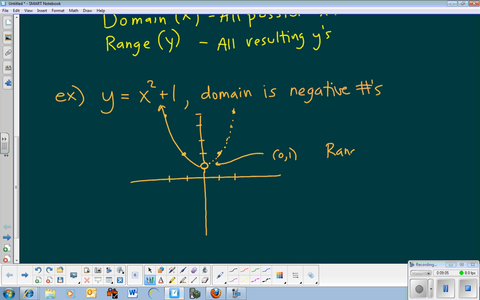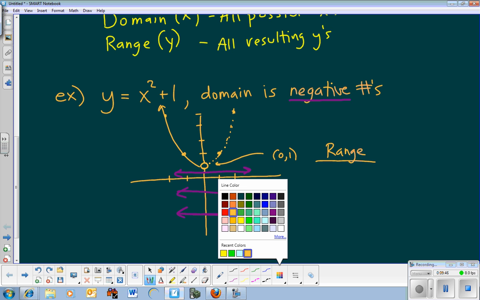What's the range? The range is the y's that are resulting from the x's I was allowed to plug in. So where does my graph live if I look horizontally? Does it live down here? No. Does it live down here? No. I can't hit my graph moving side to side anywhere down there. How about right here? No. What about when I get to 1? Is 1 allowed? Will my graph ever give me a value of 1? If I were allowed to plug in 0, then yes, that's the cutoff point. But since my domain is negatives, I'm not allowed to plug in 0. So my range starts at 1, but 1 is not included.